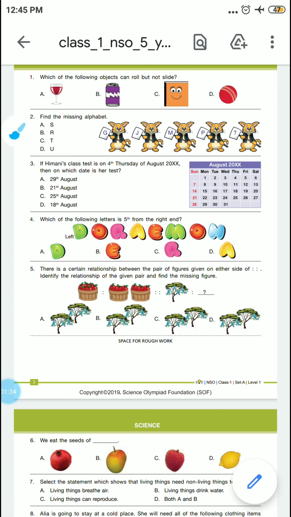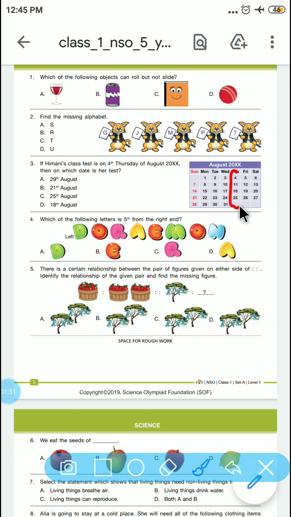Okay friends, now next question. If Himani's class test is on the 4th Tuesday of August 20XX, then on which date is her test? So 4th Tuesday. Here the date sheet is mentioned for Tuesday. The first Tuesday is on 4th, the second is on 11th, the third is on 18th, and the fourth is on 25th. So we will go with the 25th one. So it is option C.